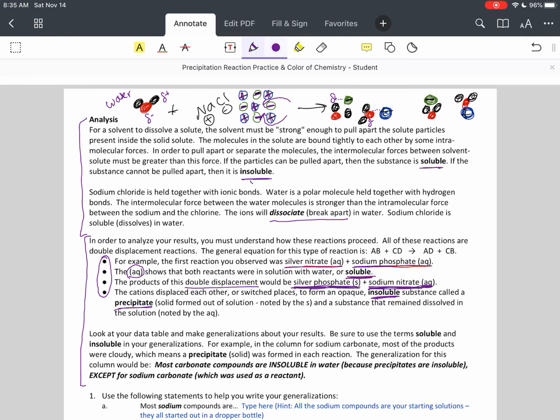As we go on through the lab analysis section, remember, you're always going to use these symbols after our substances. So anytime you have a precipitate that is insoluble, we're going to use the symbol S. Anytime we have a substance that is soluble, we're going to designate that using the AQ, aqueous symbol.